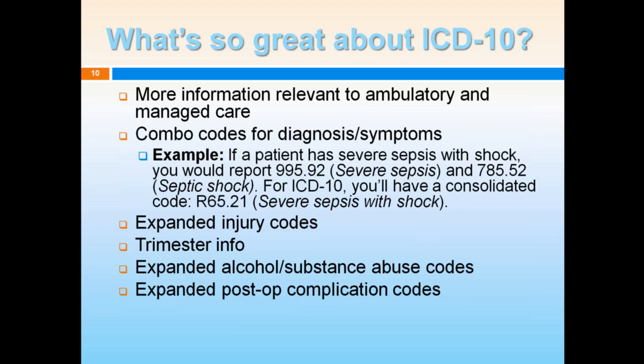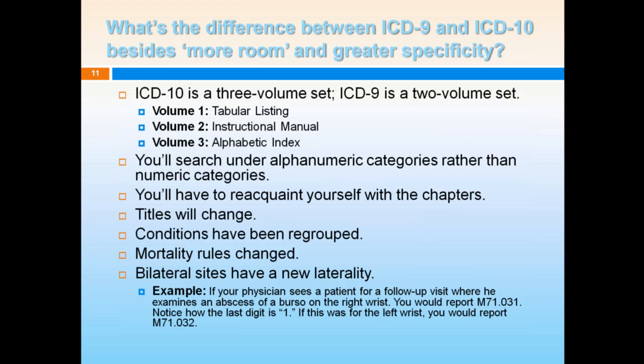So I bet you're thinking, great, now I'm going to have to learn a bunch of brand new codes. What else will be different about ICD-10? Well, your ICD-10 manual will be different from your ICD-9 one. With ICD-10, you'll have 3 volumes rather than 2. Volume 1, Tabular Listing. Volume 2, Instructional Manual. And Volume 3, Alphabetic Index.